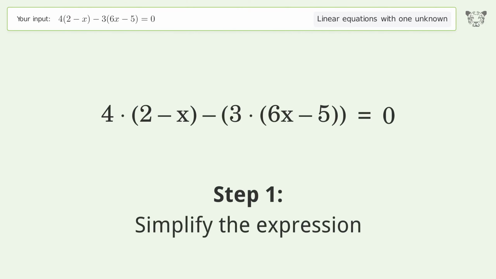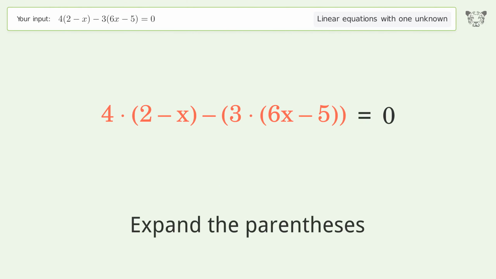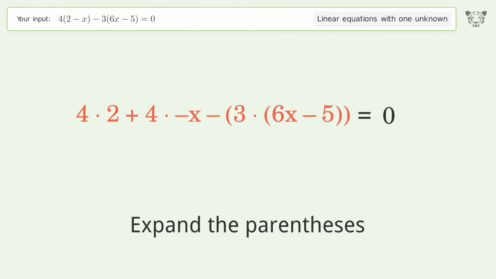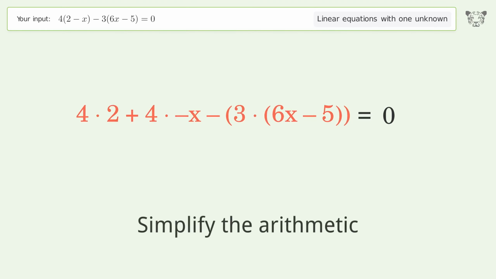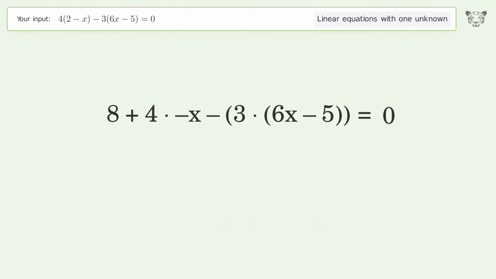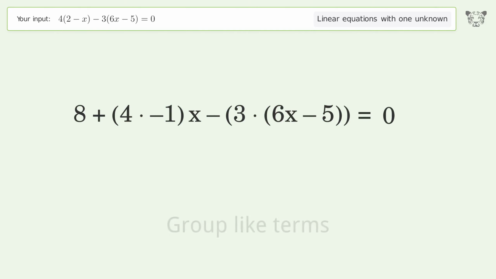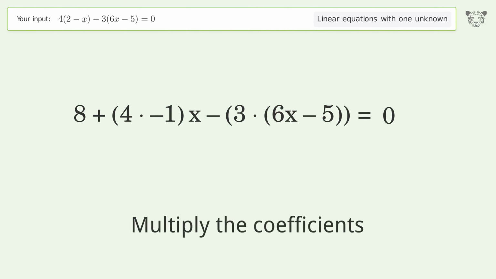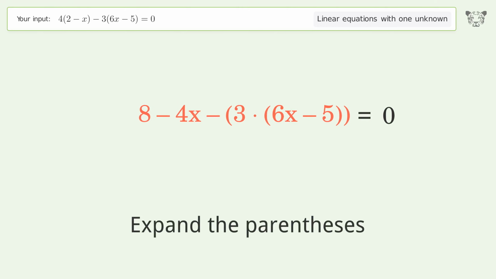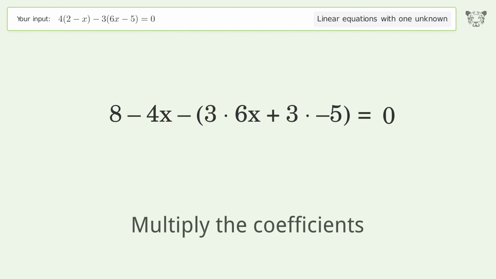Simplify the expression. Expand the parentheses. Simplify the arithmetic. Group like terms. Multiply the coefficients. Expand the parentheses. Multiply the coefficients.